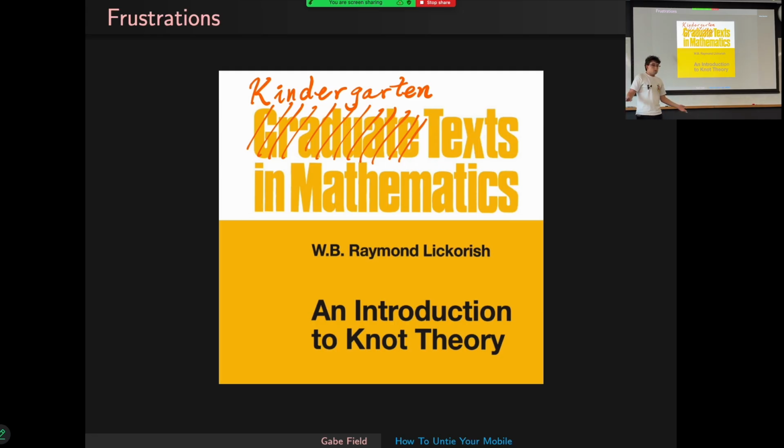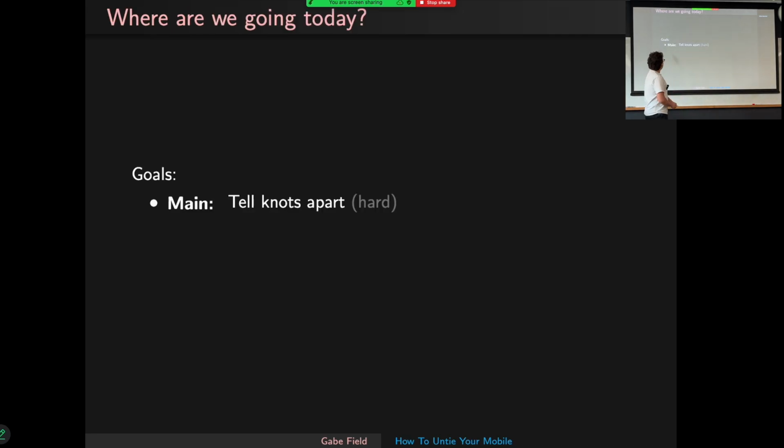And basically what I wanted to do here is get the necessary little groundwork all nice and covered so that you can look at these things and not tear your eyes out. Okay, so where we're going. The main goal of knot theory, as I said, is to tell knots apart, and that is really, really, really, really hard. That is like several people in this room's entire job, pretty much.